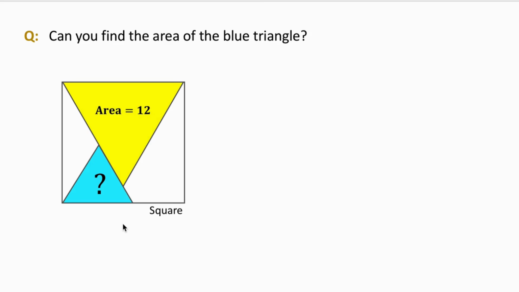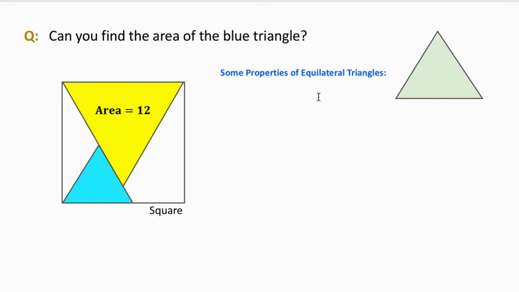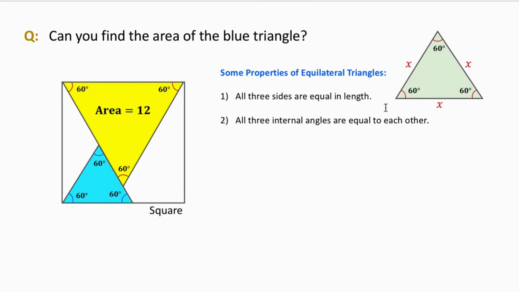Before we start, let's review some properties of equilateral triangles. First, in an equilateral triangle like this, all three sides are equal in length. As you can see, we have labeled the lengths of all sides by x. Second, all three internal angles are equal to each other. If we divide 180 degrees, which is the total internal angles in a triangle, by 3, we get 60 degrees. That means each internal angle is 60 degrees.